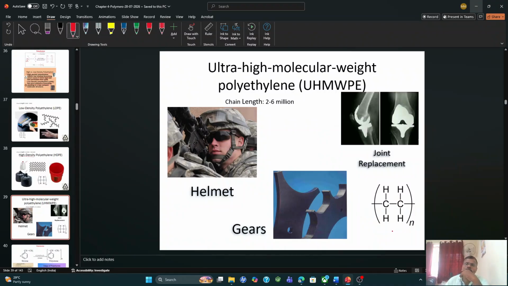It is also very useful in other applications. Helmets are made of high density polyethylene, along with gears in the automobile industry, and joint replacements in the medical field, in surgery. If there is any damage in the knee, the doctor will fix it with this material, ultra high molecular weight polyethylene, which is fixed for knee joint issues.